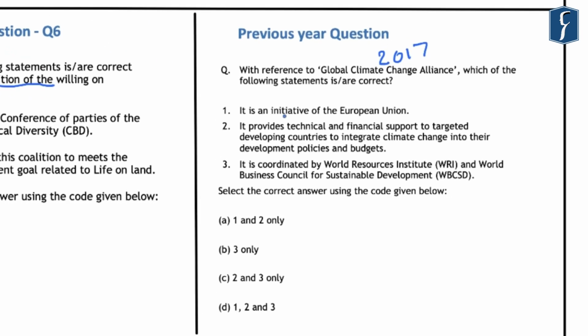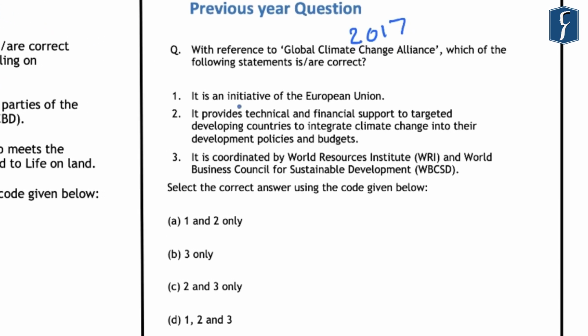Now, this question reads that with reference to the Global Climate Change Alliance, which of the following statements is or are correct? First statement is that it is an initiative of the EU. Second is regarding the purpose of this initiative, that is, it provides technical and financial support to targeted developing countries to integrate climate change into their developmental policies and budgets. And third is that it is coordinated by the World Resource Institute and World Business Council for the Sustainable Development.